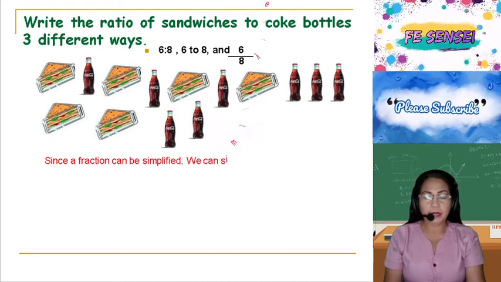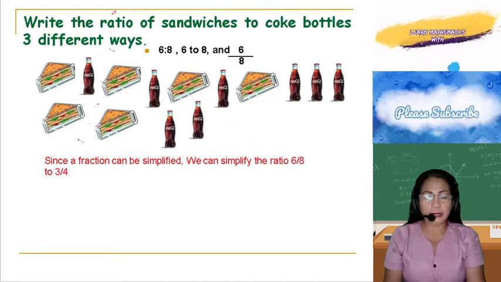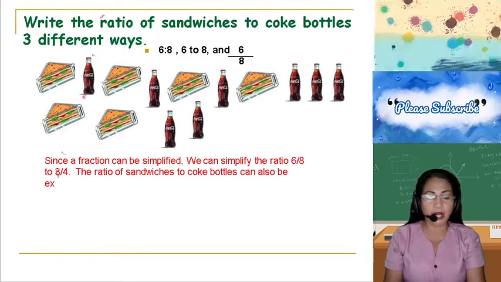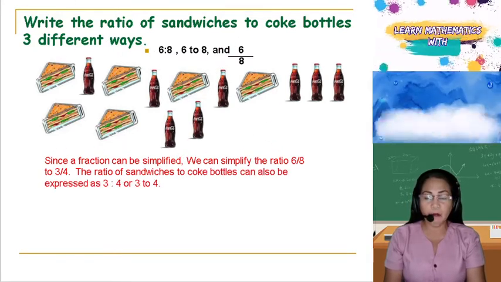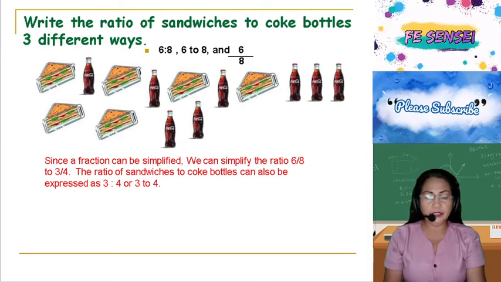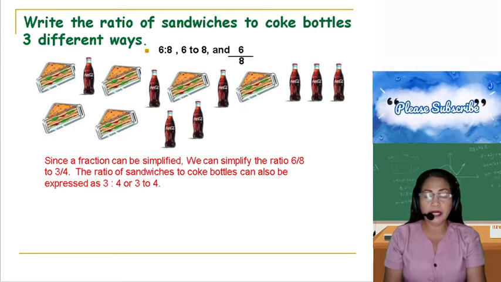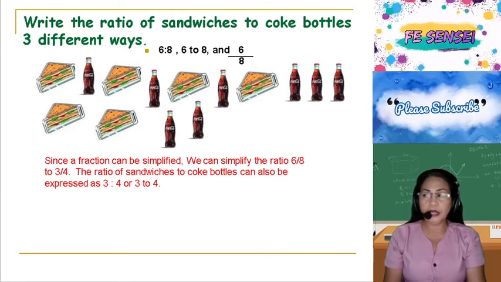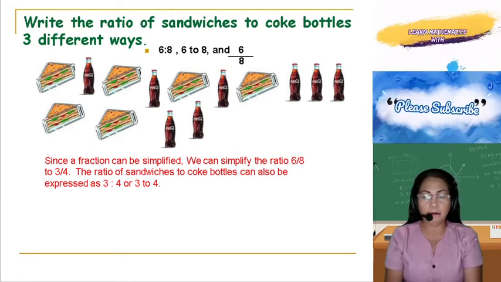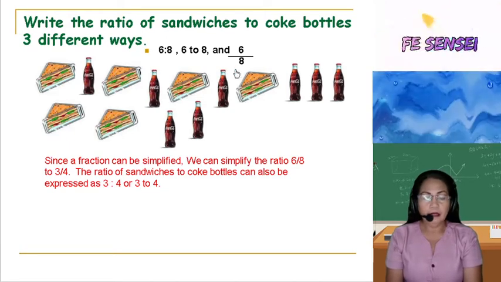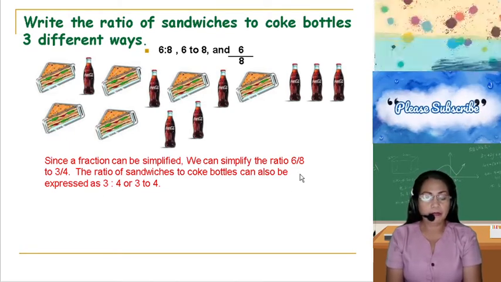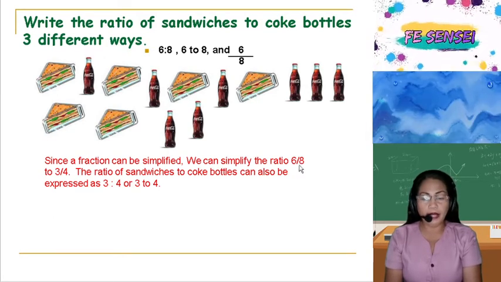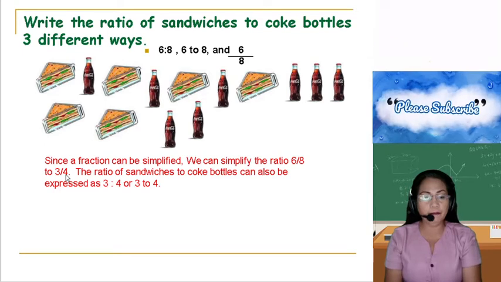Since a fraction can be simplified, we can simplify the ratio 6 over 8 to 3 over 4. The ratio of sandwiches to Coke bottles can also be expressed as 3 to 4. Okay, so 6 over 8 becomes 3 over 4.